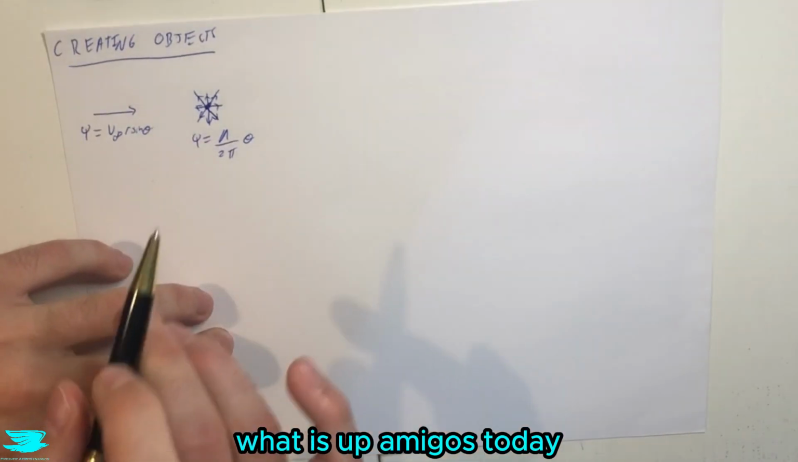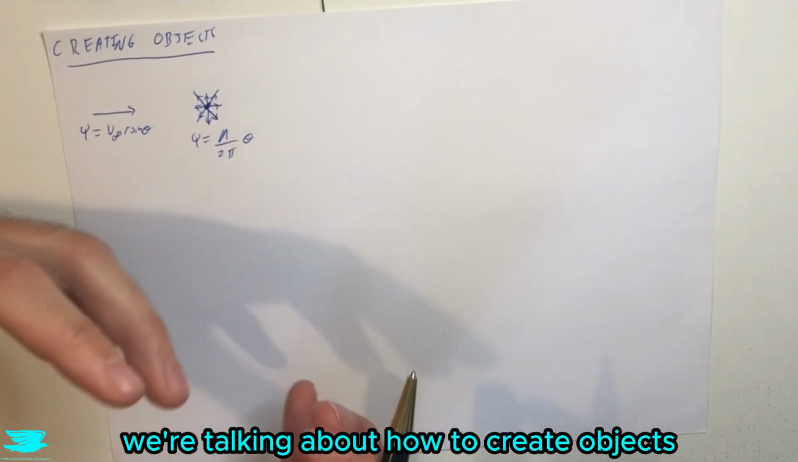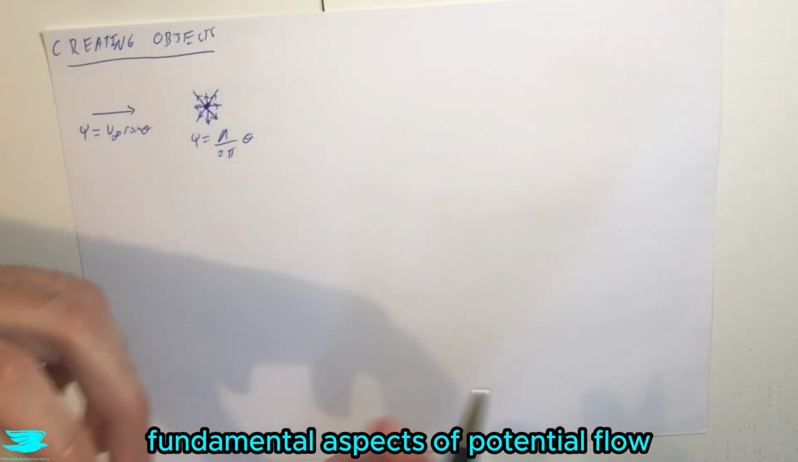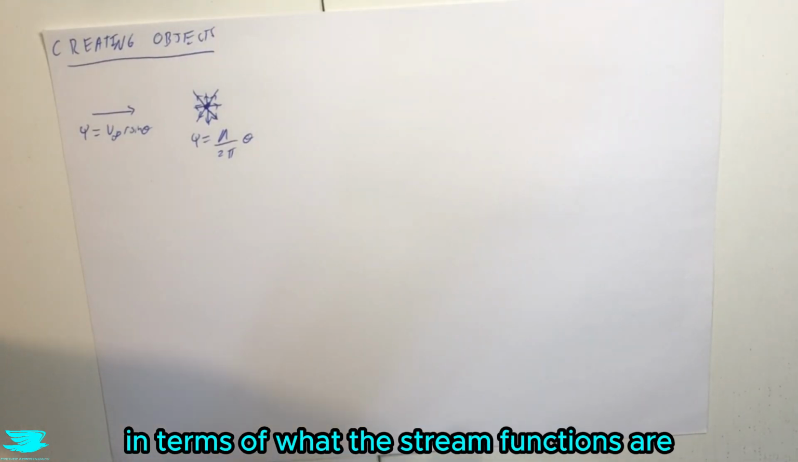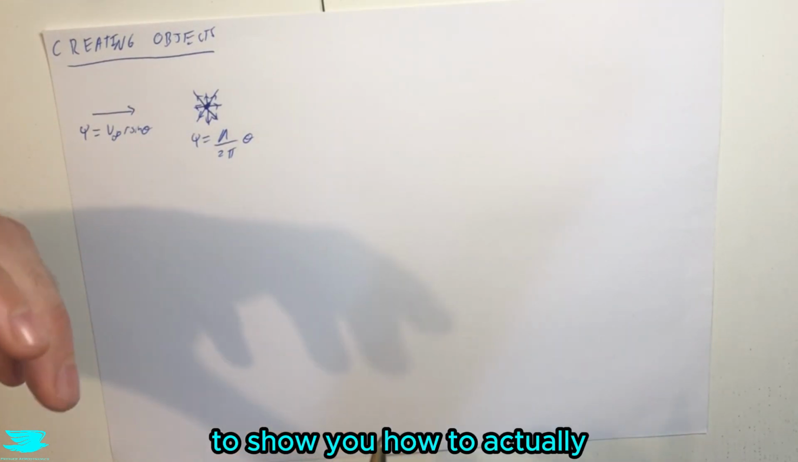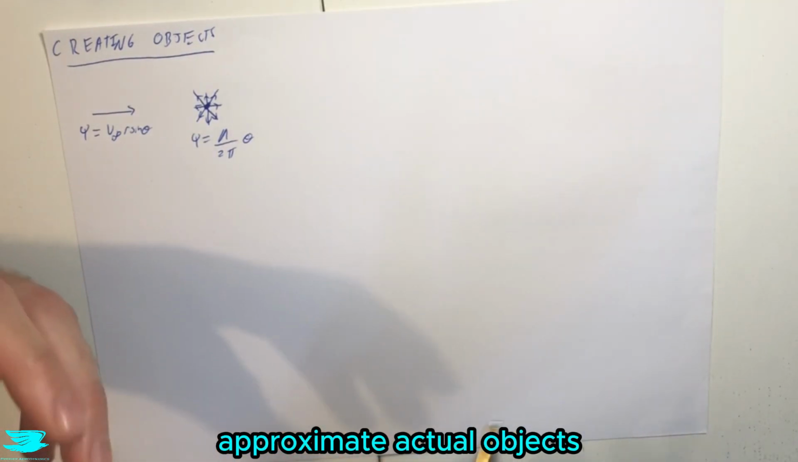What is up, amigos? Today we're talking about how to create objects in potential flow. Over the last few weeks, we've gone through all the really fundamental aspects of potential flow in terms of what stream functions are, velocity potentials, all that kind of stuff. Now we're going to combine all of them to show you how to actually approximate actual objects.